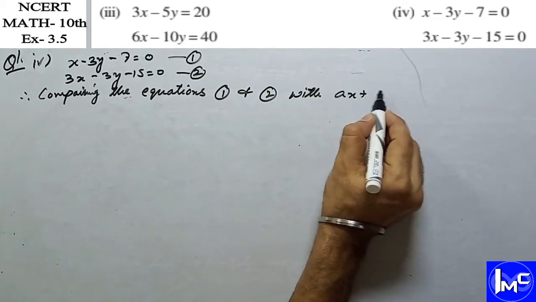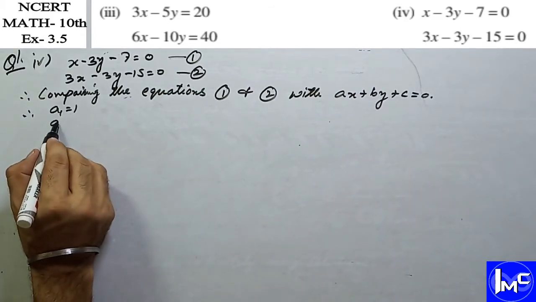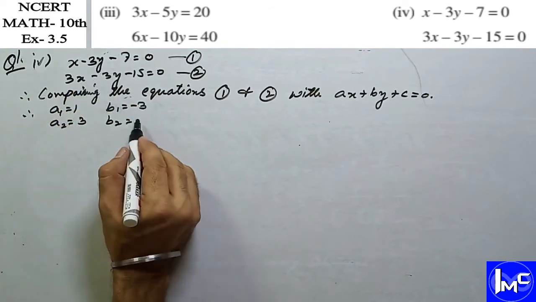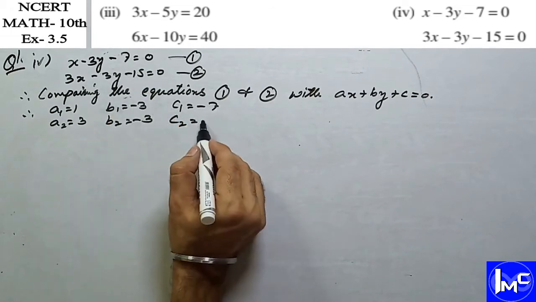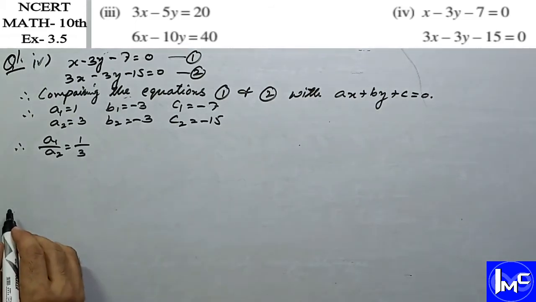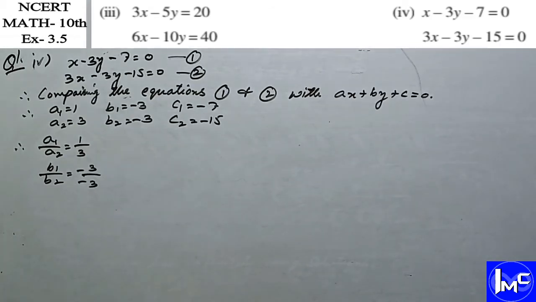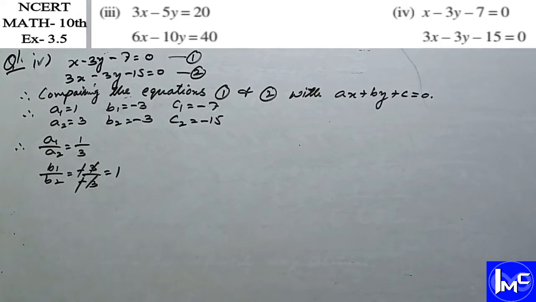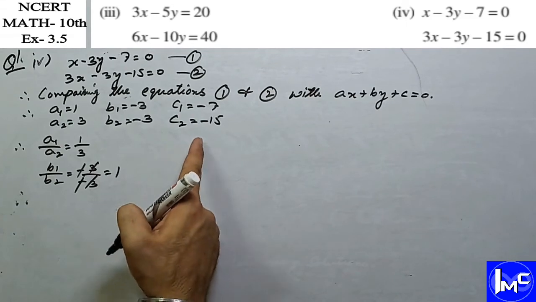with ax plus by plus c is equal to 0, and we will get a1 is equal to 1, a2 is equal to 3, b1 is equal to minus 3, and b2 is equal to minus 3, c1 is equal to minus 7, and c2 is equal to minus 15, and so a1 over a2 is 1 by 3, b1 over b2 minus 3 over minus 3, and by solving it will be 1. And we see these ratios are not equal, therefore we will not check the third one.